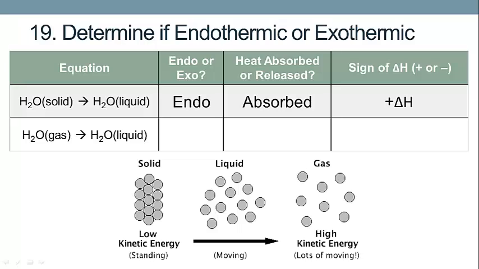For the other one, I have a gas becoming a liquid, so I'm condensing. In order to condense, I have to lose energy. Energy has to be released, making this exothermic, and delta H has a negative sign.